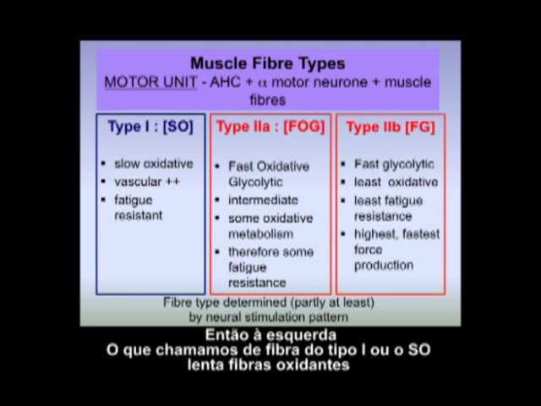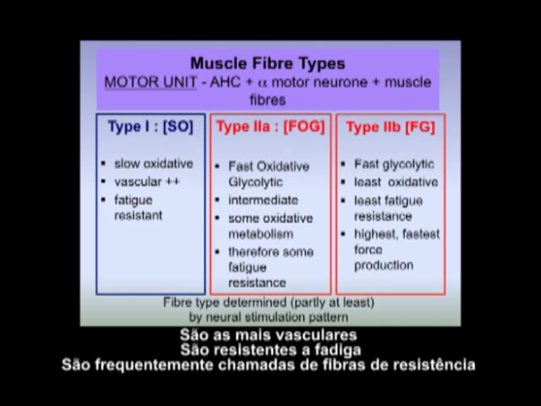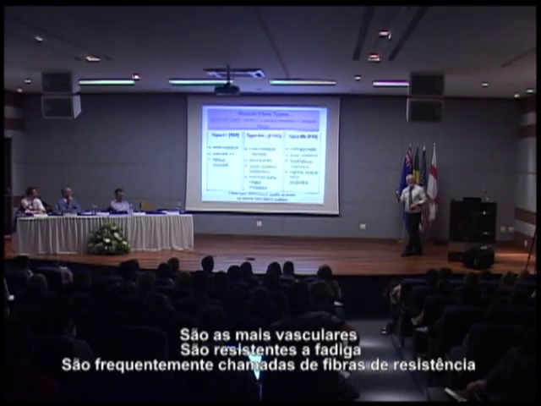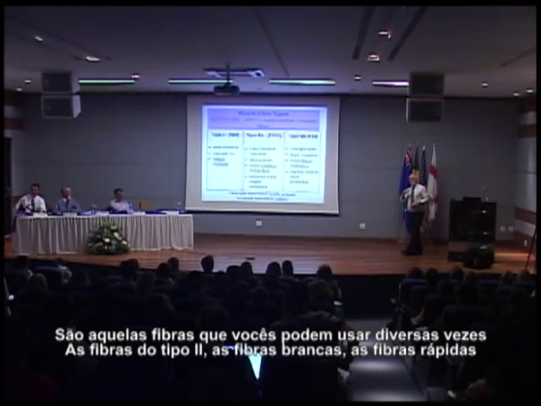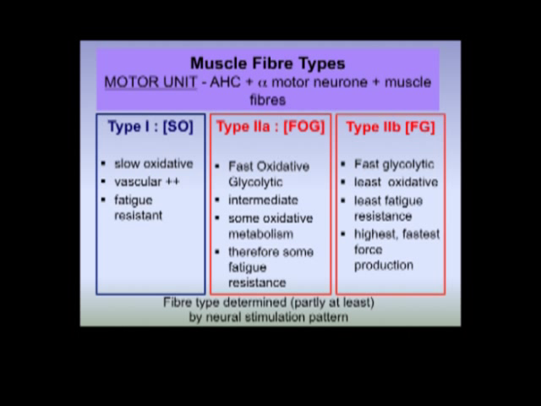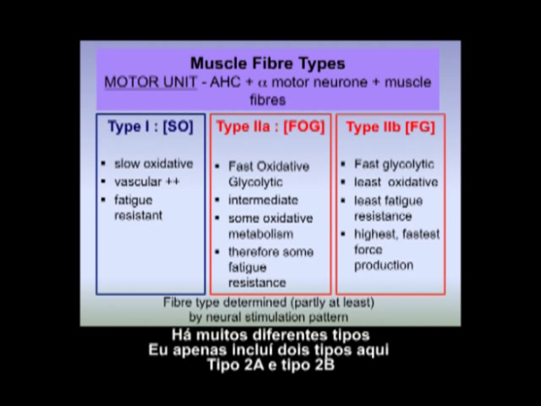So on the far left there, what we call type 1 fibers, or the SO, slow oxidative fibers, they are the most vascular, they are fatigue resistant, they are sometimes called endurance fibers. They are the fibers you can use over and over and over again. All right? Your type 2 fibers, your white fibers, your fast fibers, and there's lots of different types. I've just put 2 types there.